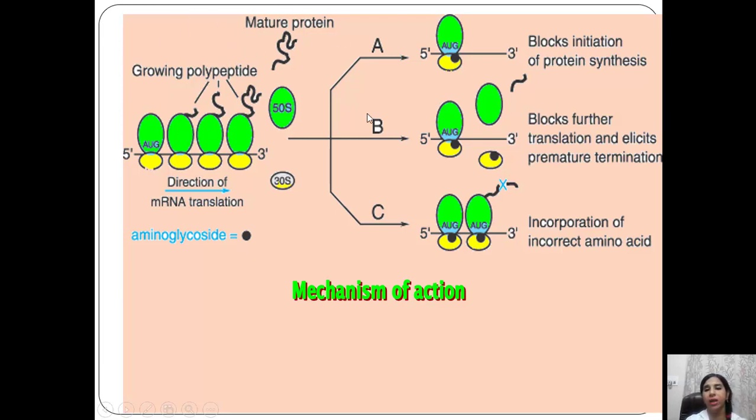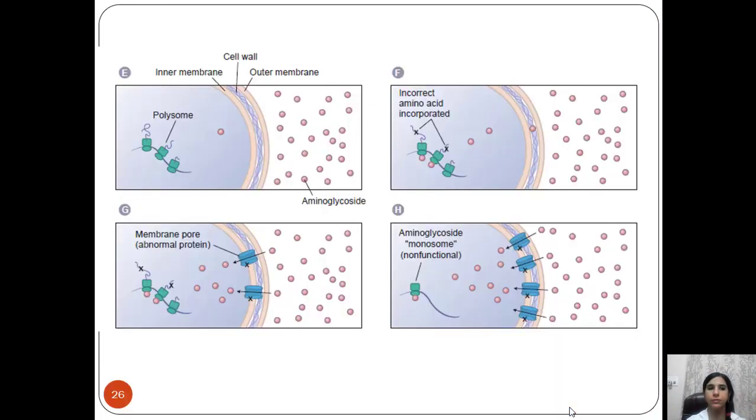normally occurring. But if the protein assembly is under the influence of aminoglycosides, they do three things. They block the initiation of protein synthesis. This black spot shows the presence of aminoglycosides. They block further translation and elicit premature termination of the amino acid chain, and they also cause incorporation of incorrect amino acids, which leads to formation of toxic, aberrant, non-functional proteins.